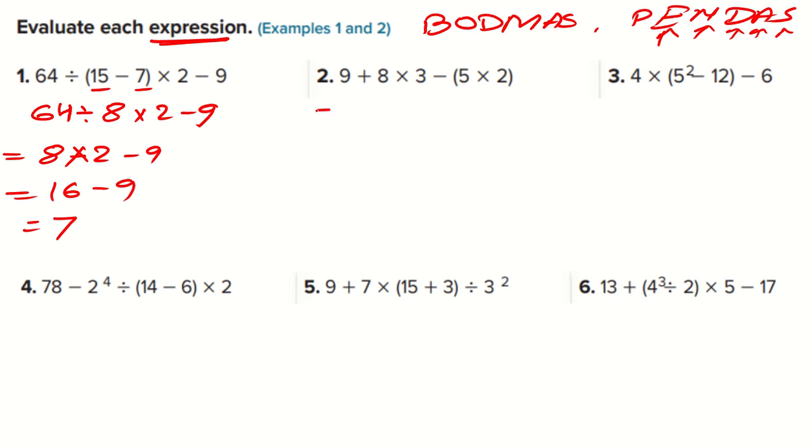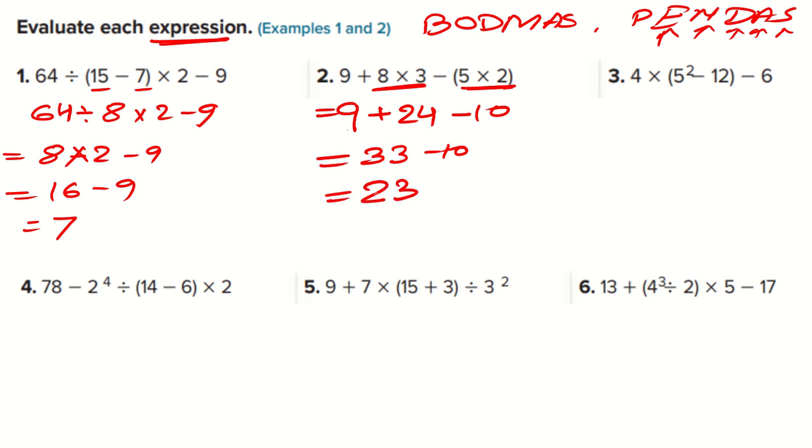Next is the same type of question, you see 9 plus. Now here 8 multiply 3 is written alone. It is not with any bracket or any other addition subtraction. Okay, so just multiply it. 8 multiply 3 is 24 minus bracket 5 multiply 2 is 10. Now 9 plus 24, 33 minus 10. 33 minus 10 is 23.